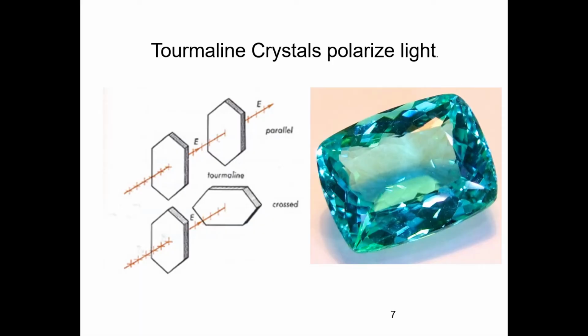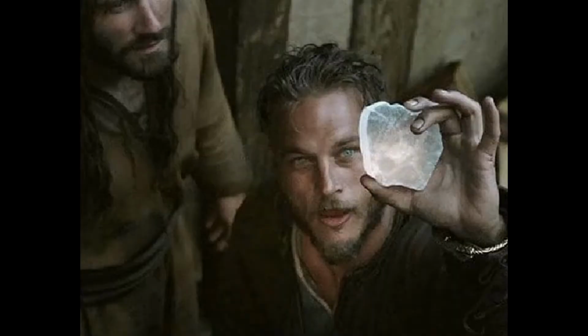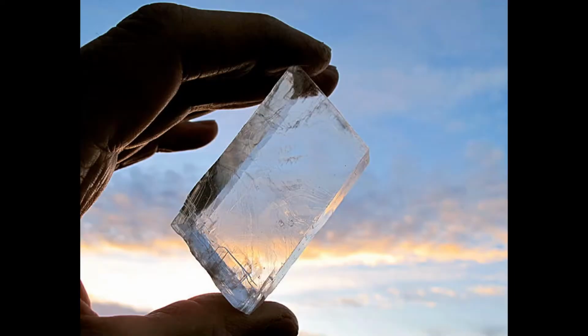Polarization happens naturally in some minerals, like this one, tourmaline. Some people theorize that polarization was the basis for sunstones the Vikings used for their navigation. We know the Vikings used sunstones, but we don't know what they were. None have ever been found in any Viking burial site.